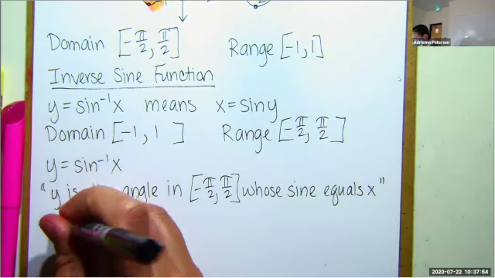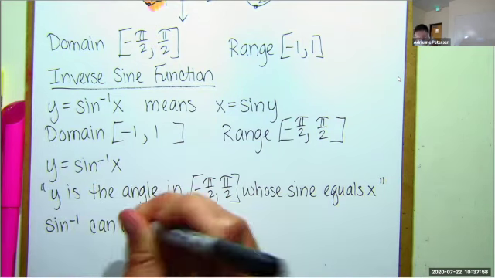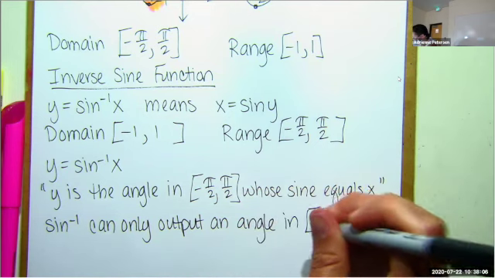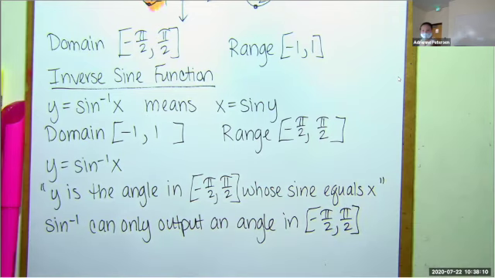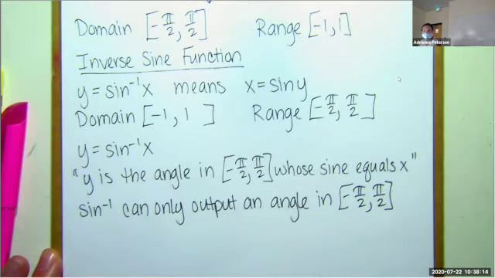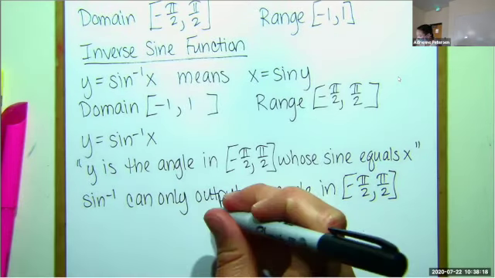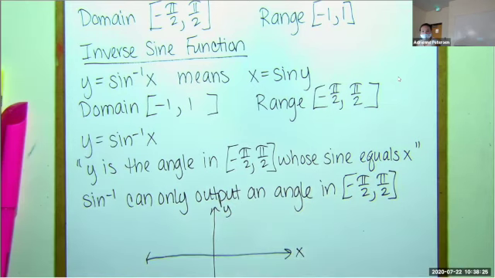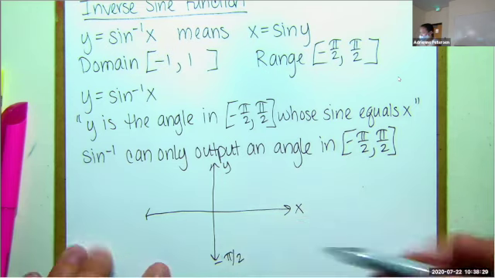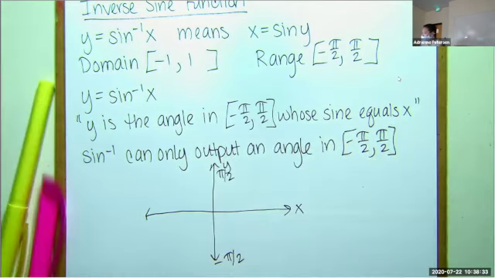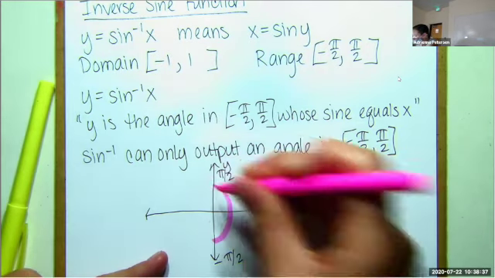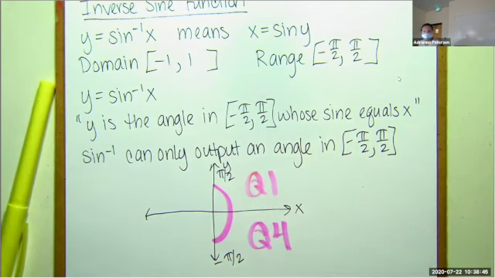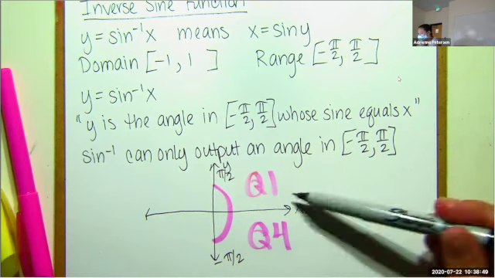The important thing to note here is that inverse sine can only output an angle in negative pi over 2 to positive pi over 2. Okay, so that's really, really, really important. Inverse sine can only output an angle in negative pi over 2 to positive pi over 2. So let's draw a picture of what angles it can output. If we're looking at angles in standard position, negative pi over 2 would be down here. Pi over 2 is up here. So that means that inverse sine can only return an angle between negative pi over 2 and positive pi over 2, which is quadrant 1 and quadrant 4. Okay, so inverse sine can only output an angle in quadrant 1 or quadrant 4.